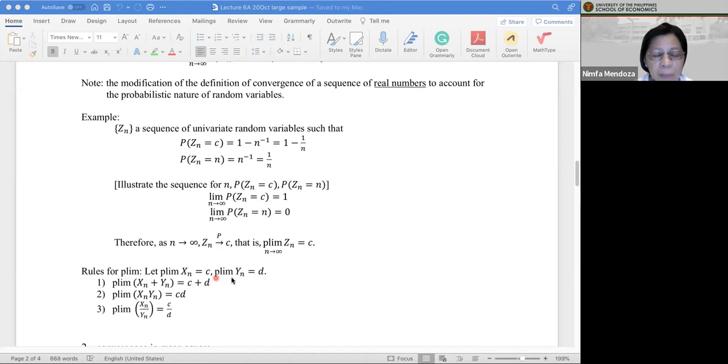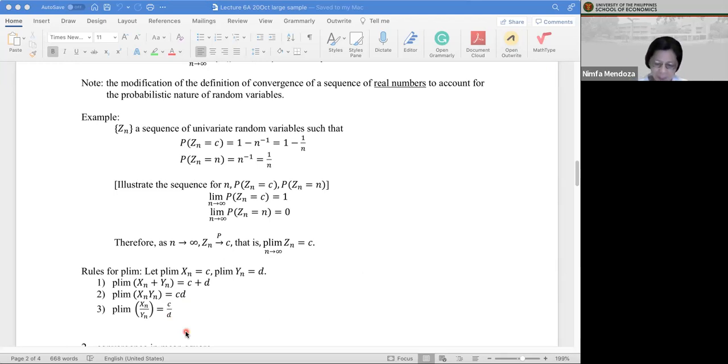Here are some rules on getting plims. You should be doing this automatically later on as you do more econometrics. Suppose the plim of the random variable x sub n is C, and the plim of the random variable y sub n is equal to D. It turns out that the plim operation is very simple. What is the plim of x sub n plus y sub n? That is just C plus D. The plim of x sub n times y sub n is CD. The plim of x sub n over y sub n is equal to C over D.